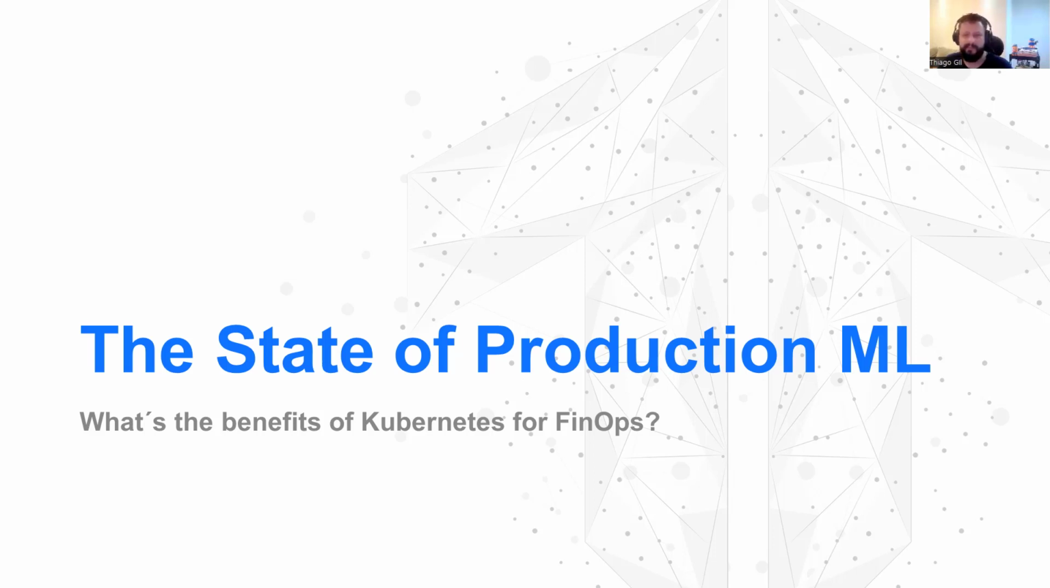Let's talk about the state of production ML. This includes understanding the challenges and the best practices for deploying, scaling, and managing ML models in production environments, and how FinOps principles and Kubernetes can help organizations to optimize and manage the costs associated with their ML workloads, improve efficiency, scalability, and cost effectiveness of their models, while aligning them with the business objectives.